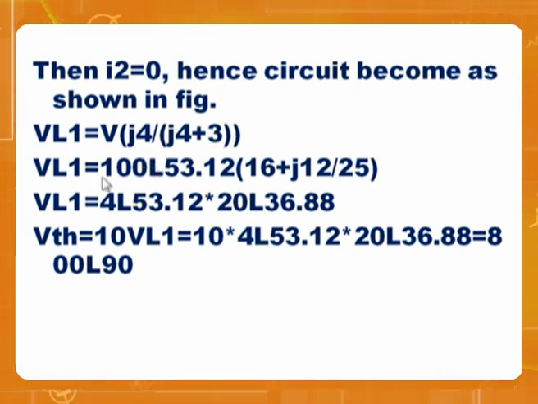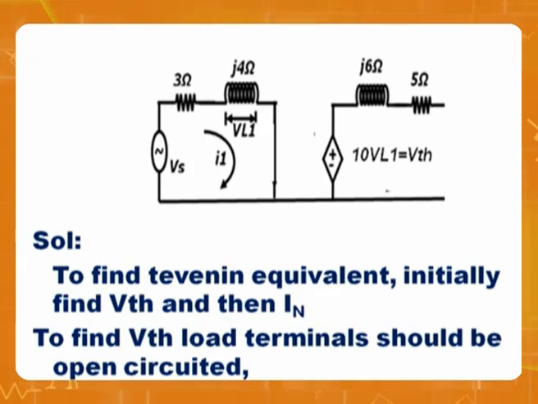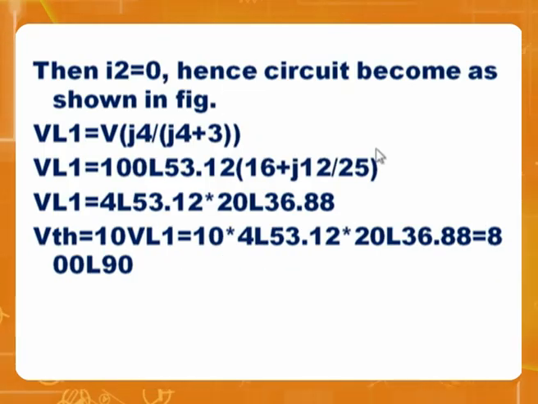So what is V there? 100 angle 53.2 by this. So you substitute here. So what is VL1? As I already told you, VL1 is basically here, this voltage by this plus this. So only two steps. VL1 is Vs by this plus this into this, and that is multiplied with 10. That gives you Thevenin's. That is the answer.